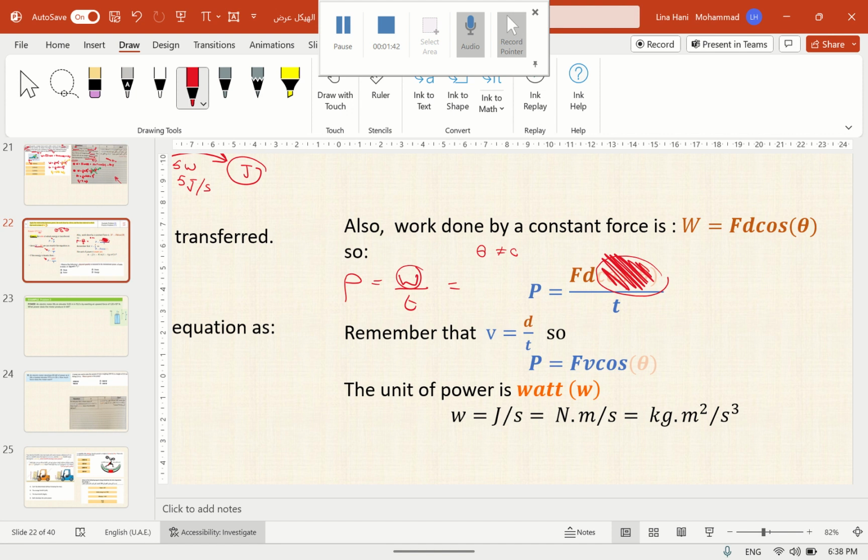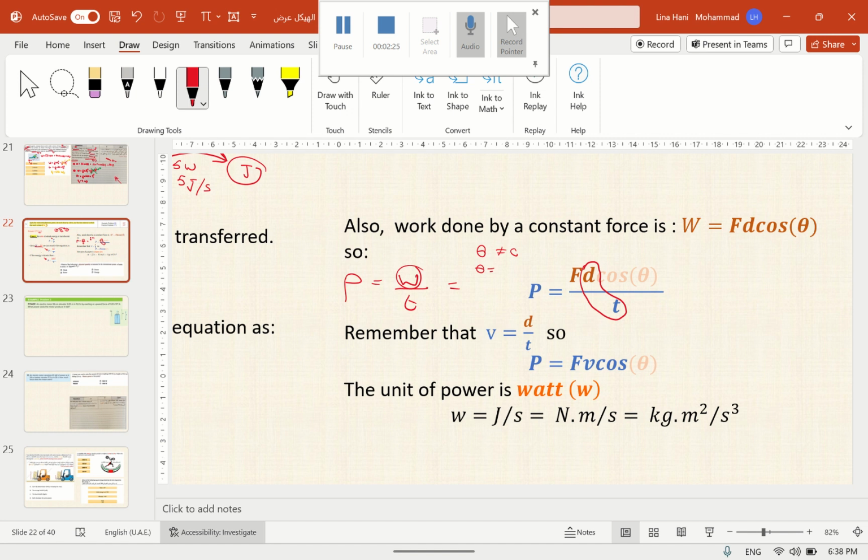you can discard this part here. Only if theta is equal to an actual number like 30 or 40 do you put the cosine next to Fd. Now remember that d over t is equal to the speed. Velocity is equal to distance over time. So the equation becomes Fv cosine theta. If theta is 0, which is most of the cases, then the power is equal to F times v. But if not, then you need to multiply by the cosine of the angle between the force and the velocity vectors.